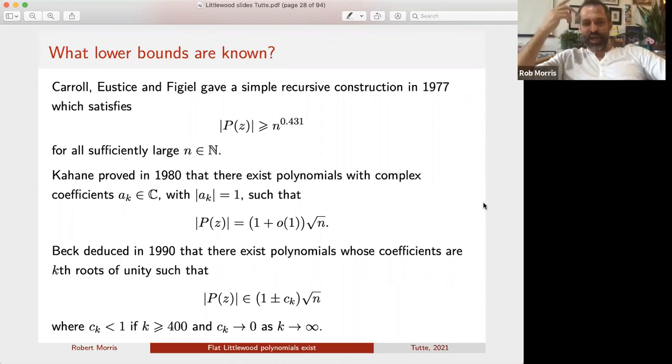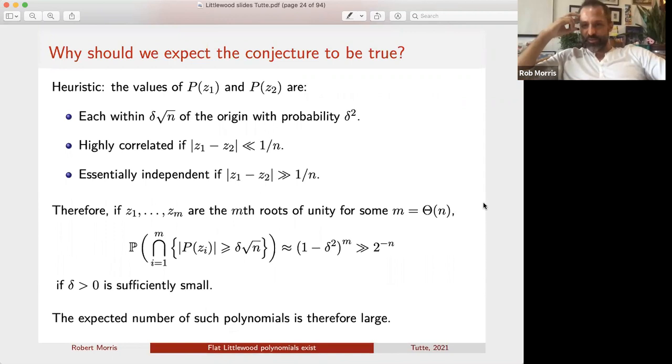So if you allow kth roots of unity for your coefficients, instead of having 2 to the n choices, you have k to the n choices. So that should allow, by our previous heuristic, your delta to be bigger. And as k tends to infinity, your delta should be able to approach 1, right? So the heuristic calculation that we had a minute ago fits in with the story of these results. So it maybe makes us feel a bit more confident that it's really describing what's going on.